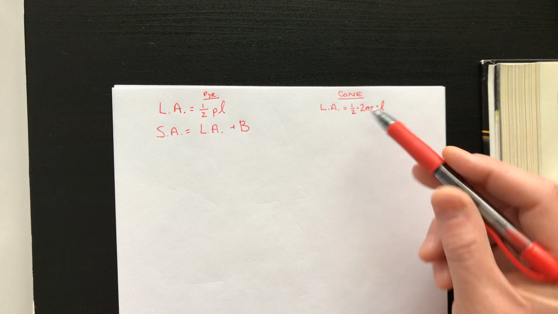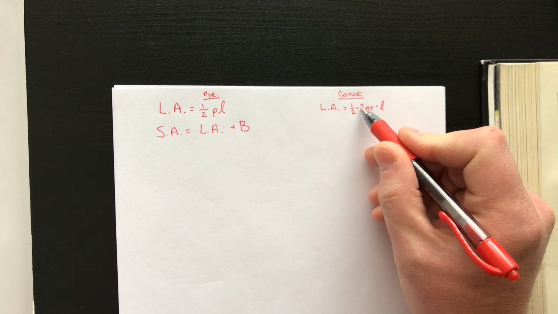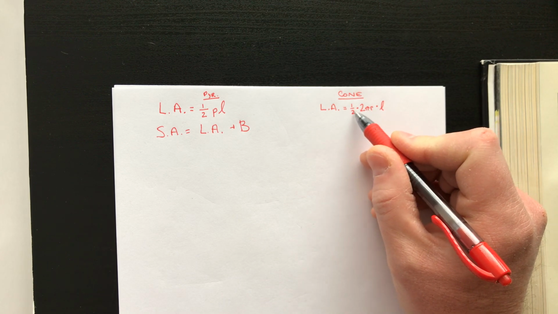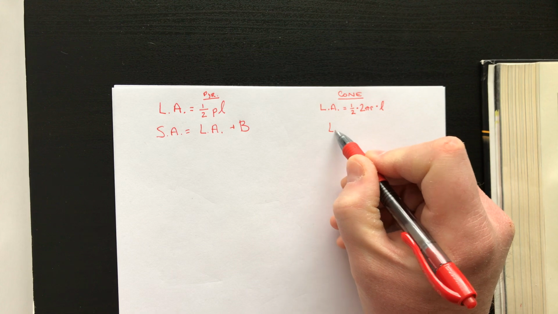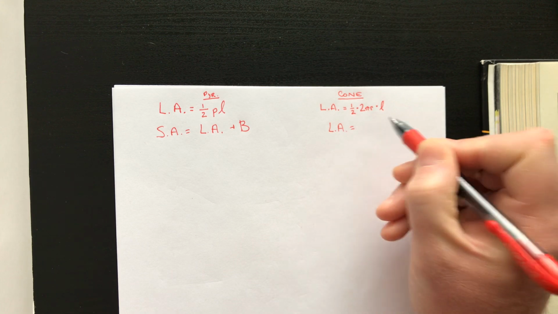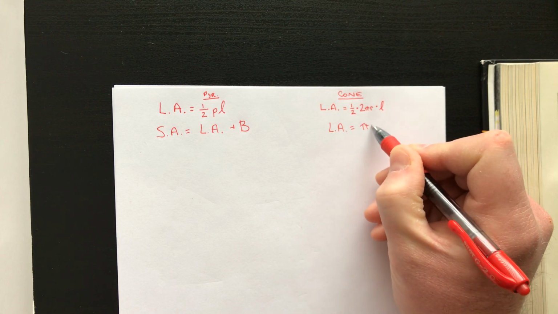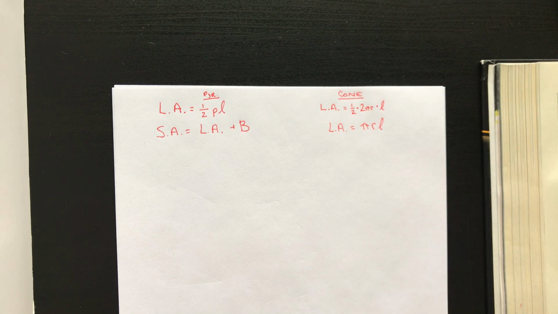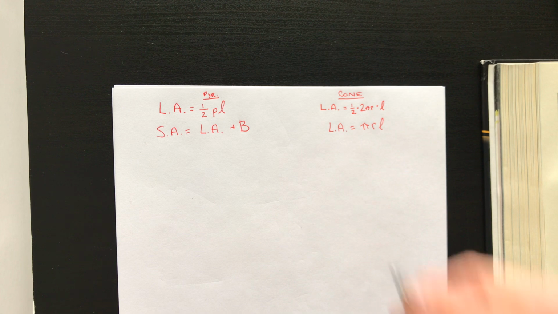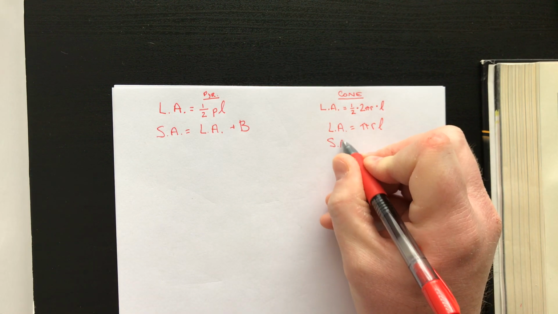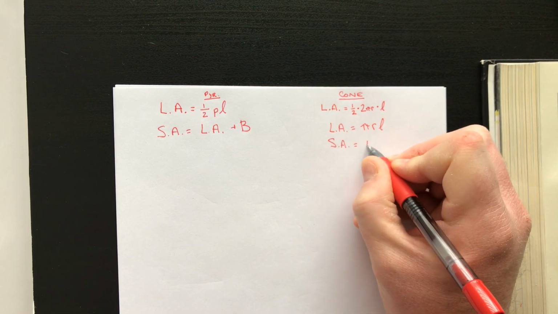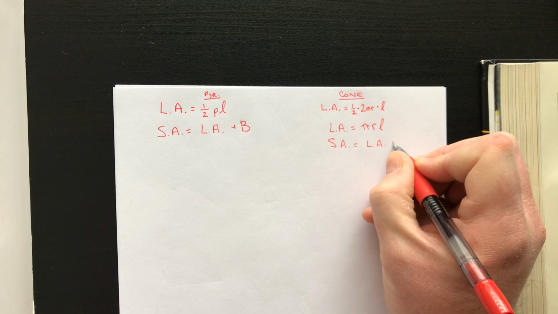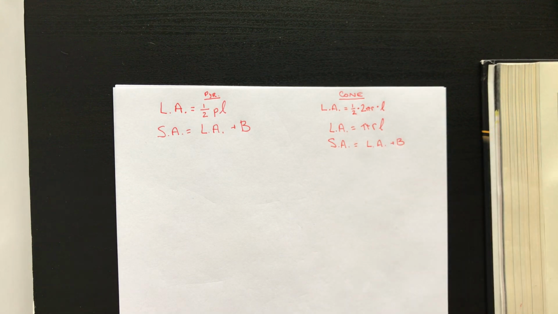And then look what happens here. What is 1/2 times 2? That's just 1. So the lateral area of a cone is just pi times the radius times the slant height. All right, that's how they like to write that. And then obviously your surface area is going to be the lateral area plus the area of your base, which is always a circle. That's what makes the cone problems easier, because it's just always a circle.